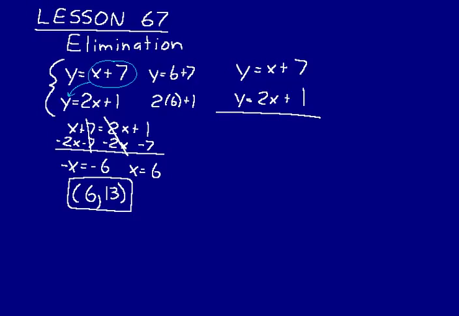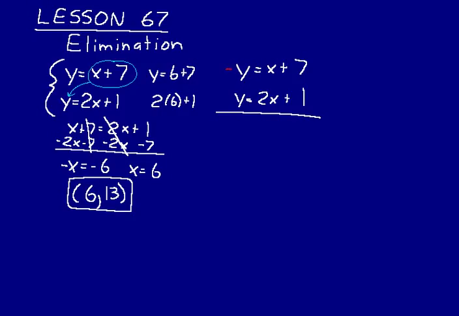For example, look at the two y's. We have a positive y and a positive y. Both of those are positive y's. Make one of those a negative y, and then if we add the two equations together like we just did, the y's would cancel. So it doesn't matter which one we make negative. Let's just make the top one negative.